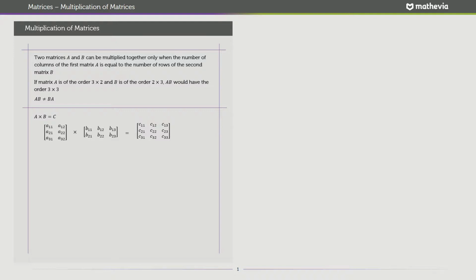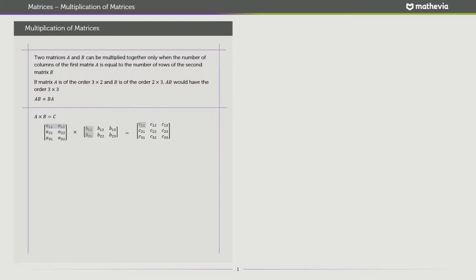Now watch closely. When you multiply two matrices and you get the result C, to obtain the element in the first row and the first column, that's your C11, you make use of all the elements in the first row of A and all the elements in the first column of B. So to get the element in the first row and first column in C, you make use of the first row of A and the first column of B.